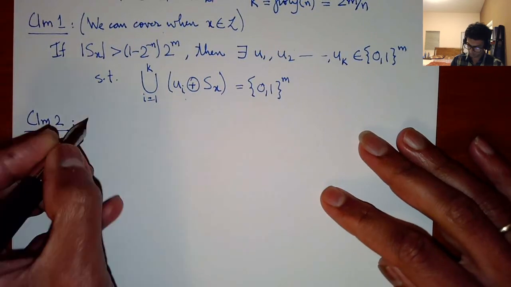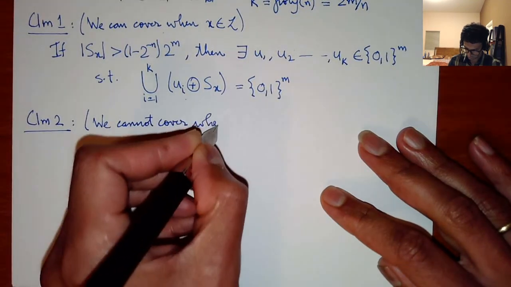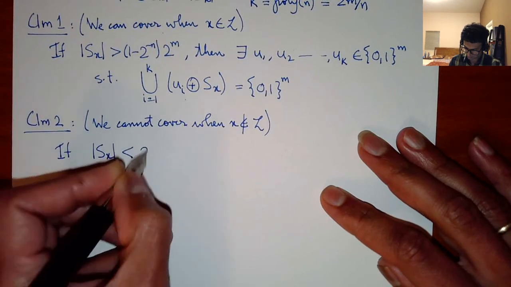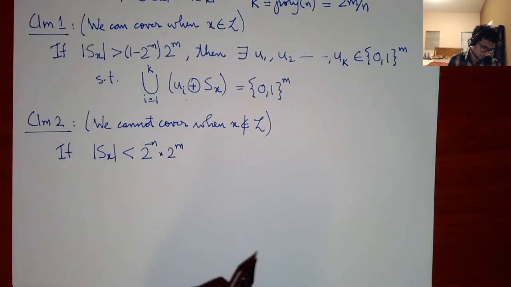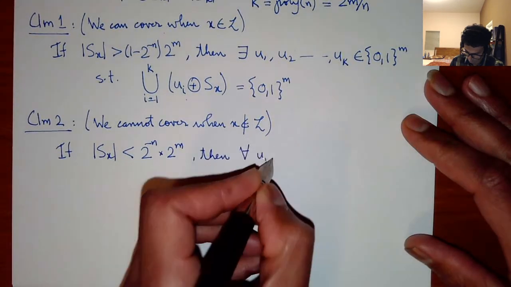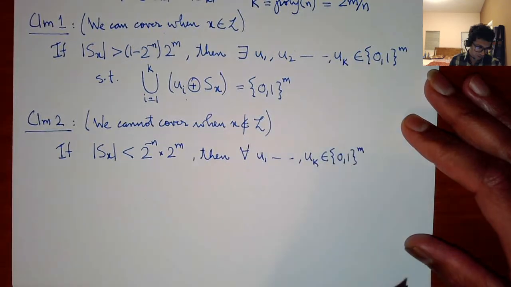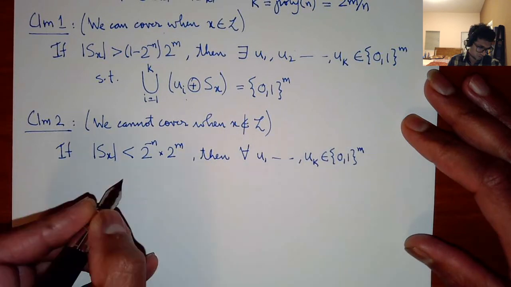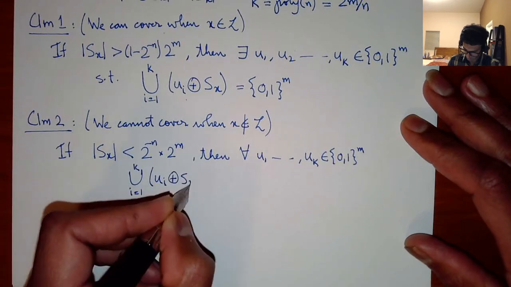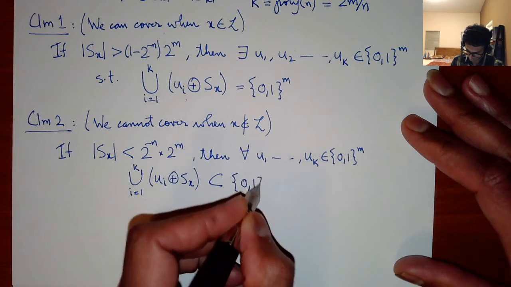Claim 2 says we cannot cover when x is not in L. So what this says is if S of x is less than 2 to the minus n times 2 to the m, if it's smaller, then for all strings u1 up to uk in 0, 1 to the m, what we can prove is that the union of i going from 1 to k of ui XOR S of x is a strict subset. Okay, this is strict.